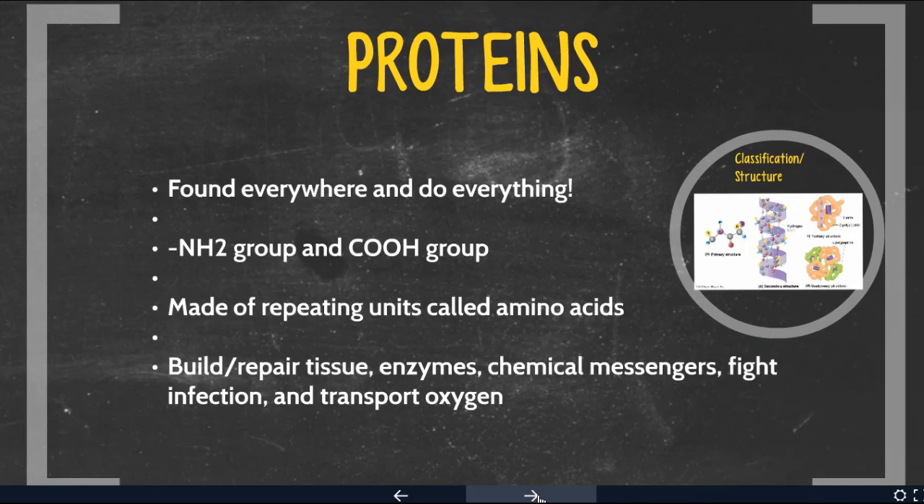Proteins are made of repeating units called amino acids. There are 22 amino acids that are found on the planet, and the different combinations of those amino acids link together to form the long chains, which are proteins. So the protein is actually a polymer, and the amino acid is the monomer. Functions include they help build and repair your tissues. They make up enzymes, they're chemical messengers, they fight infection, and they transport oxygen. So those are the things that proteins do for living things.